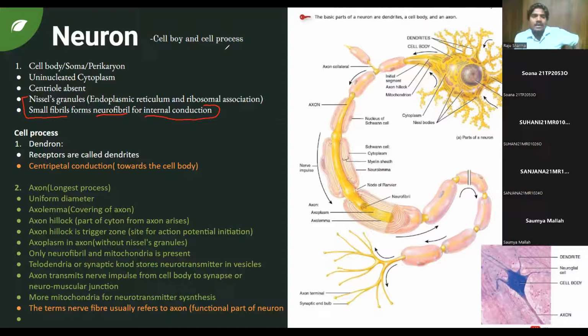यहाँ तक clear है सबको? Any doubt about the structure of the cell body, soma or the perikaryon or the cyton? So एक ही नाम है. So any doubt about this? Sir. No doubt.